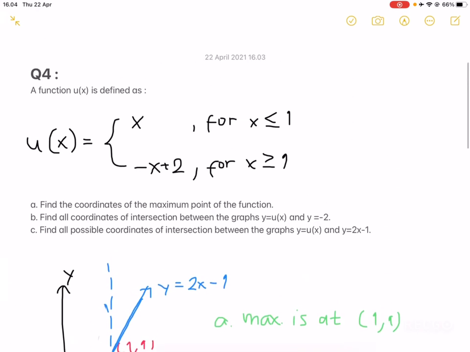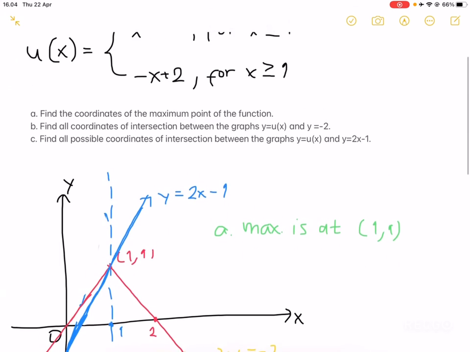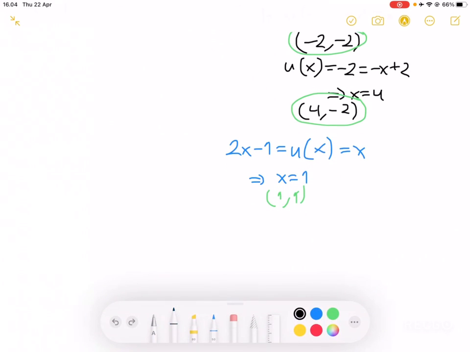And you may also check that no other points of intersection will work, by trying to plug in the other definition of u of x. So that will be 2x minus 1 is equal to negative x plus 2. You'll get 3x is equal to 3. It will be x equals 1, which means we have ended up with the same conclusion. So therefore there's only one point of intersection, which is at 1 comma 1.